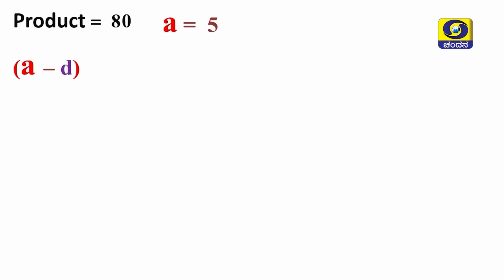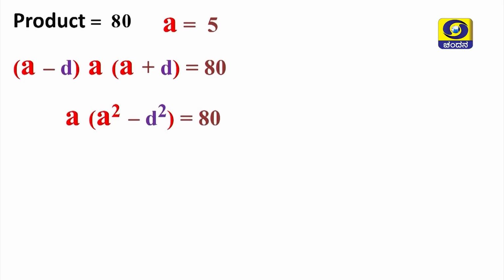The first term is a minus d, the second term is a, and the third term is a plus d. The product, first a minus d into a plus d is 80, correct? And here if you observe, I retain a as it is, a minus d into a plus d is a square minus d square. So it is a into a square minus d square is equal to 80, right?